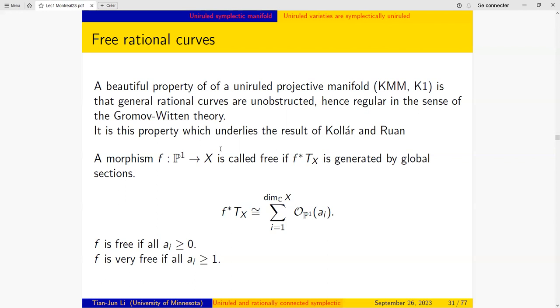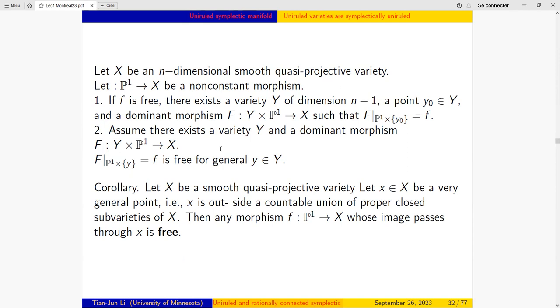But there's a stronger notion called very free, where each line bundle summand is required to be positive. That's the notion associated to rational connectedness. So here's a relevant property of a uniruled variety in terms of free curves. If you have a free curve in a smooth quasi-projective variety, then there's a domination from some Y cross P1 with TY to X, such that the free curve is one of the curves coming from this domination.